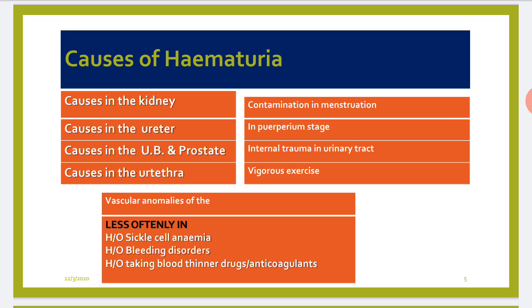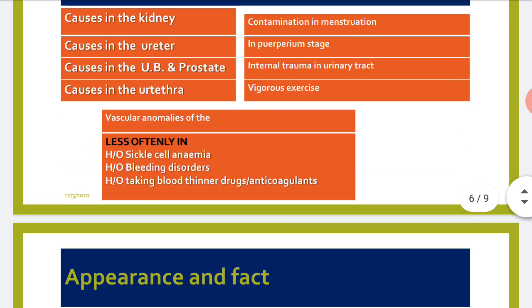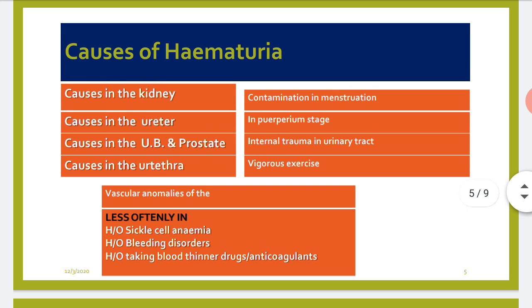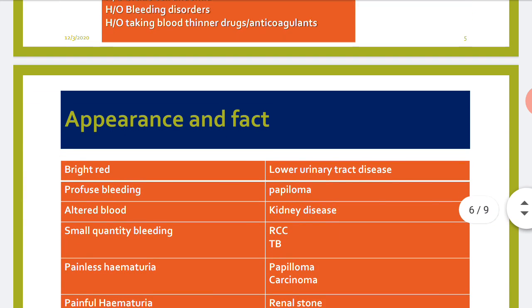Sometimes confusion or other causes are also seen in hematuric patients, like contamination in menstruation in females, in the puerperium stage in females, internal trauma in the urinary tract, and due to vigorous exercise the kidneys or ureteral organs may rupture or get injured and cause hematuria. So these are the causes of hematuria, which are summarized here. The appearance and features.